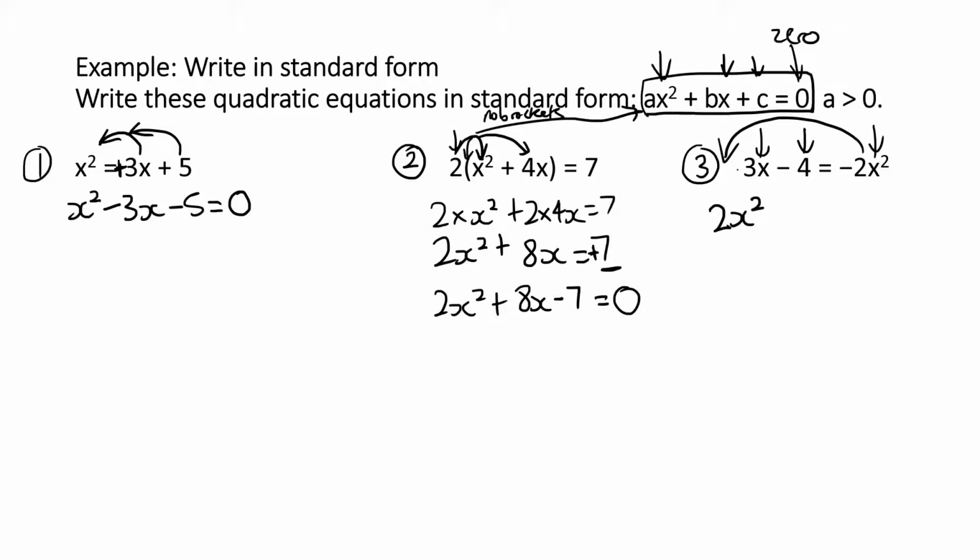No sign in front of the 3x means it's a plus. So you put plus 3x minus 4. Because we move the x squared, this side ends up as 0. And then all of these are in standard form now.